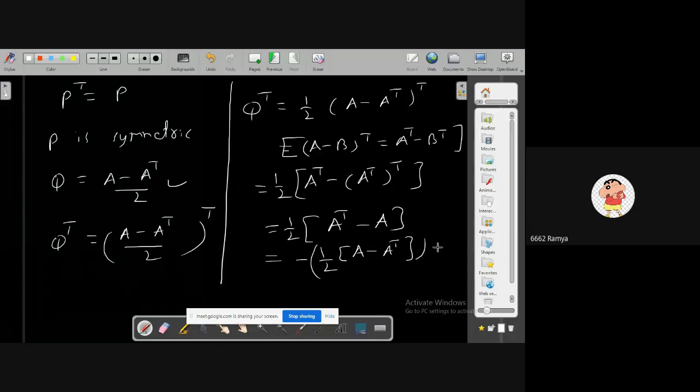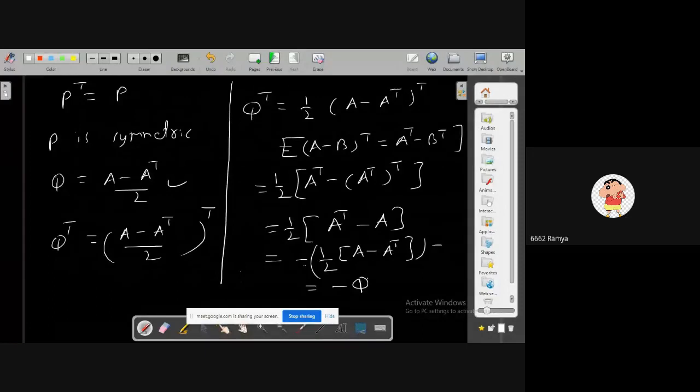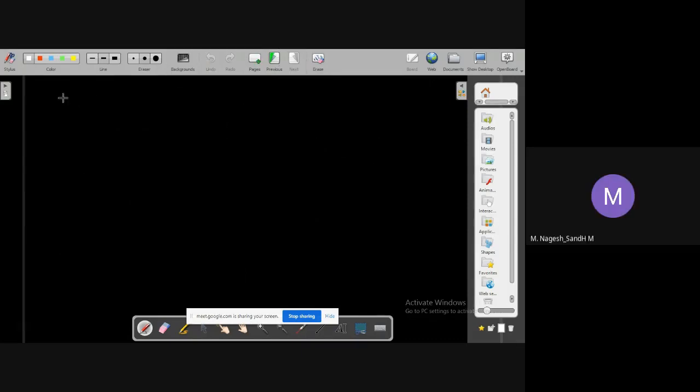So what is 1 by 2 (A minus A transpose)? Q. Very good. So what you got is minus Q. So Q transpose is equal to minus Q. Therefore Q is what? Skew symmetric matrix.